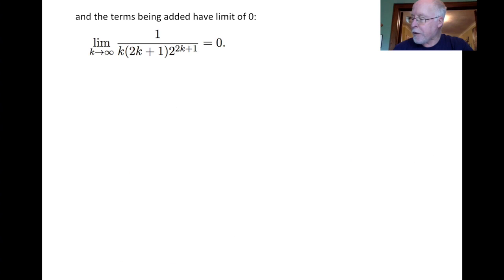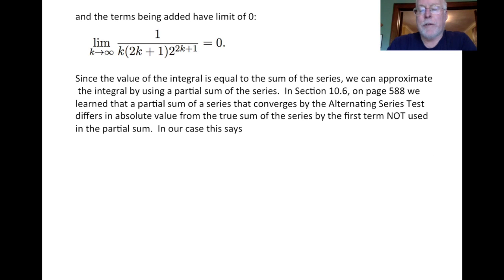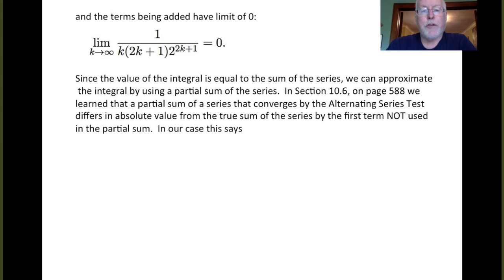So over here in the next slide, we're going to go back to page 528. So we've shown this series converges by the alternating series test. If we look back at that test, we can approximate the series then by a partial sum. And in doing the alternating series test, back on page 588, we learned that the partial sum of the series that converges by the alternating series test differs in absolute value from the true sum of the series by, at most, less than the first term not used in the partial sum. So in our case, this says the following.